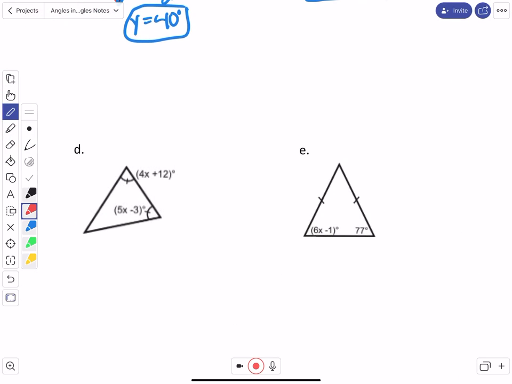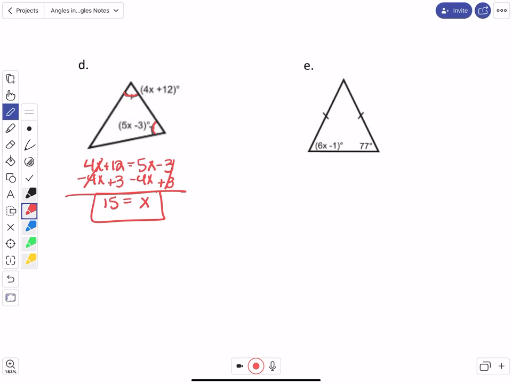Okay, so now I'm going to get into some problems with x in it. So these are marked as being congruent. Those little markings mean that they are the same. So I would just simply take 4x plus 12 and set it equal to 5x minus 3. And I'm going to solve for x. So if I subtract 4x, I'm going to get x over here, and I'm going to add 3, and I'm going to get 15. So there is my x.